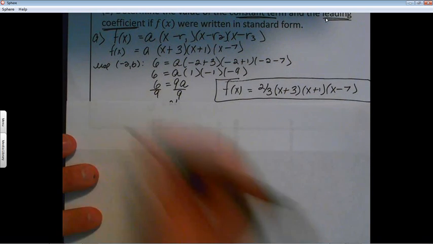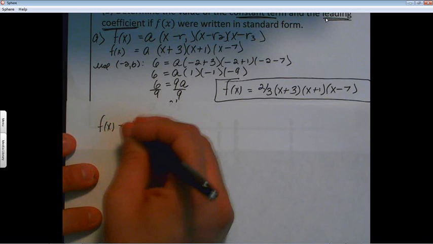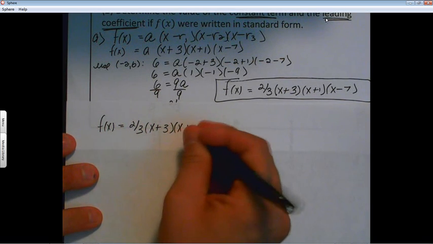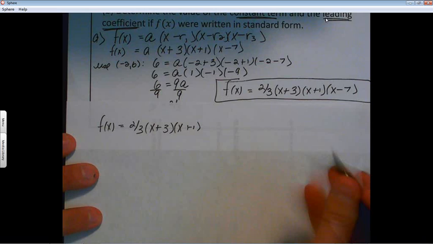Excellent. In part B, we're asked to determine the value of the constant term and the leading coefficient if f of x were to be written in standard form. To do this, I'm going to have to multiply the polynomial out. Now, depending on how comfortable you are with this, you have some options. All that we're asking for are the constant term and the leading coefficient.